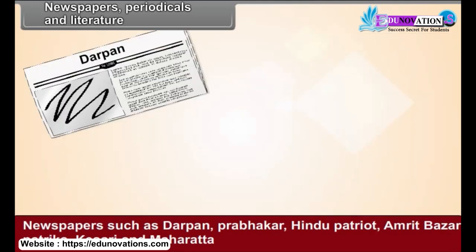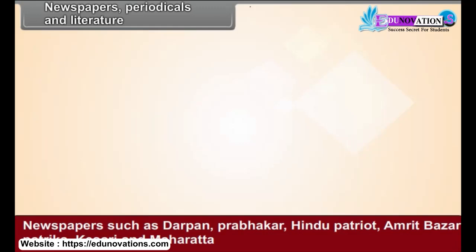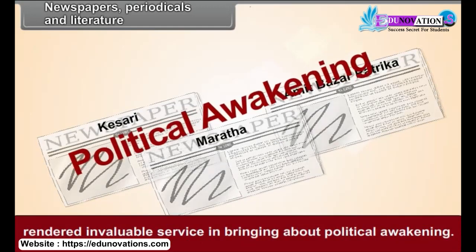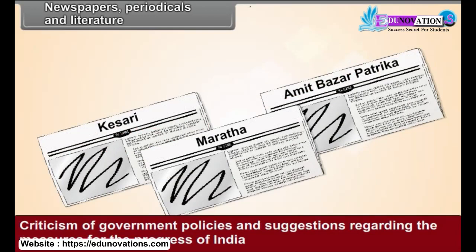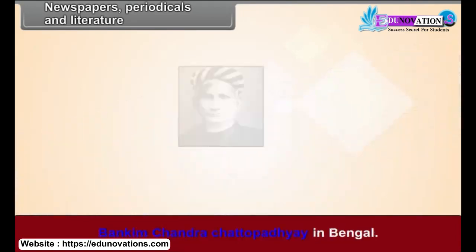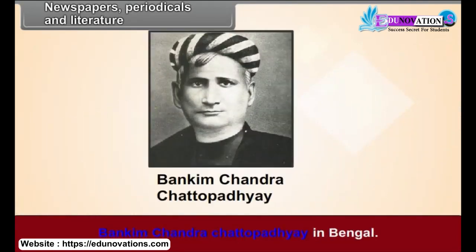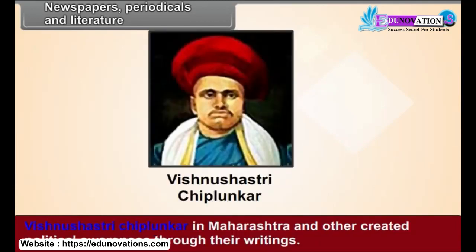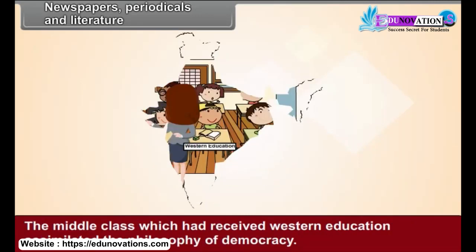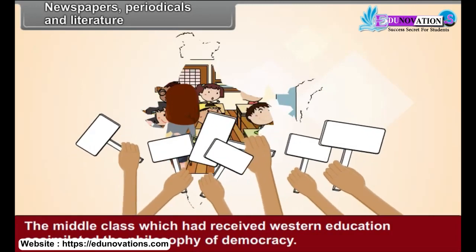Newspapers such as Darpan, Prabhakar, Hindu Patriot, Amrit Bazar Patrika, Kesari and Maratha rendered invaluable service in bringing about political awakening. Criticism of government policies and suggestions regarding the measures for the progress of India appeared in these papers and periodicals. Bankim Chandra Chattopadhyay in Bengal, Vishnu Shastri Chiplunkar in Maharashtra and others created political awareness through their writings. The middle class, which had received Western education, assimilated the philosophy of democracy.